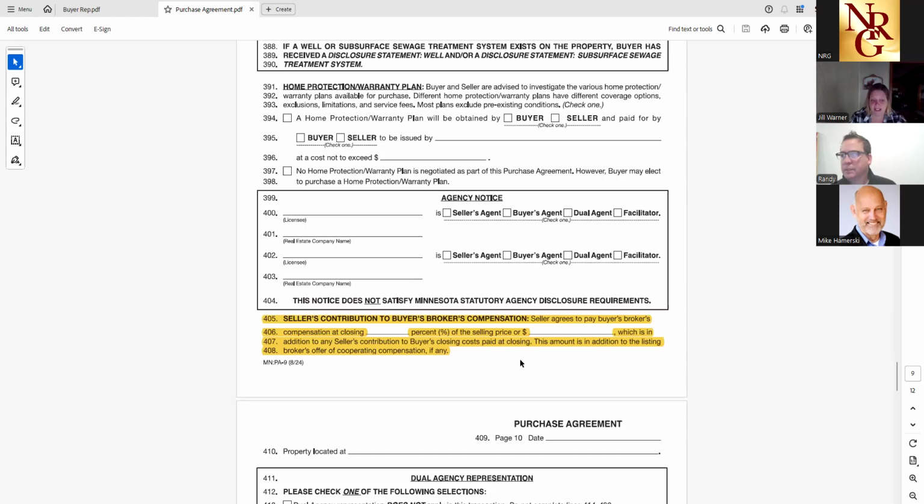And this is where we come to line 405 through 408 that has been added to the purchase agreement. So basically, seller contributes to the buyer's broker compensation. Seller agrees to pay buyer's broker compensation at closing, blank percentage of the sale or dollar amount, whichever is addition to any seller's contribution to the buyer's closing costs paid at closing. This amount is in addition to the listing broker's offer of compensation, if any. So, Randy, let's walk through this again. If you can explain this to everybody so they clearly understand it.